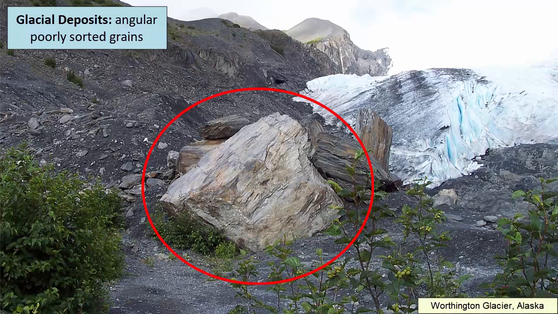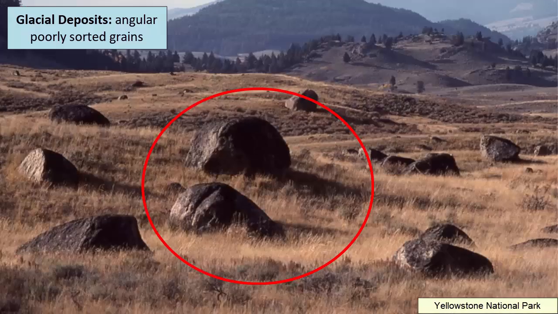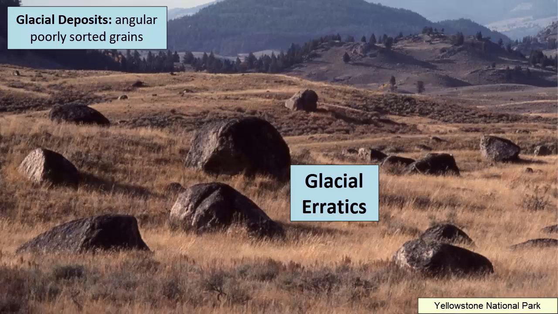We can see these larger house-sized grains left isolated on glacial plains long after the glaciers have left and the surrounding smaller sediment grains have been removed. These isolated large grain remnants of glacial deposits are called glacial erratics.